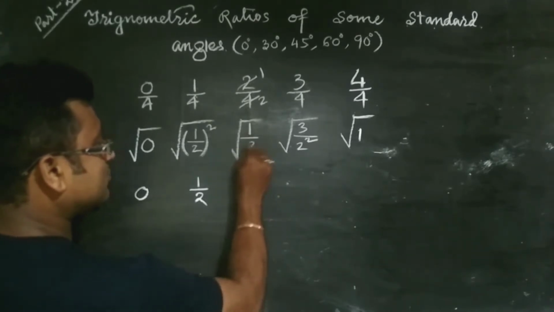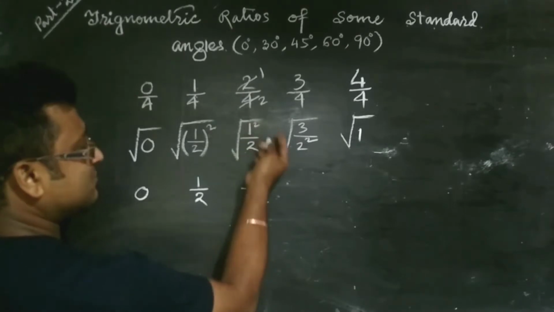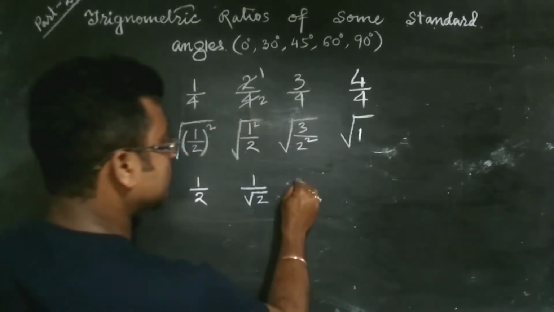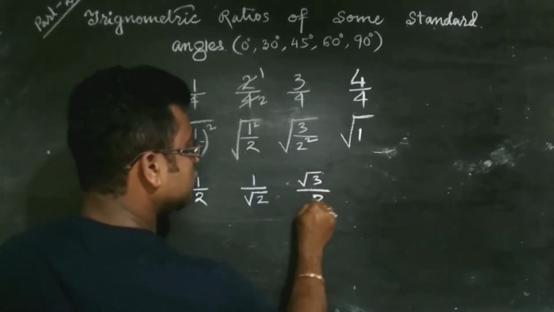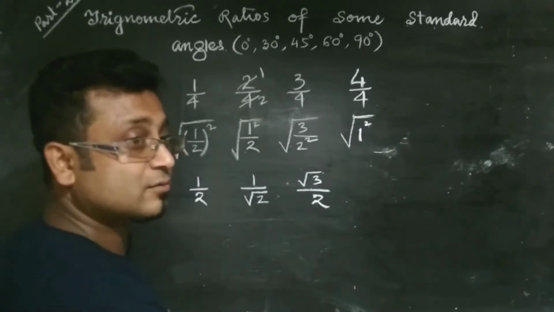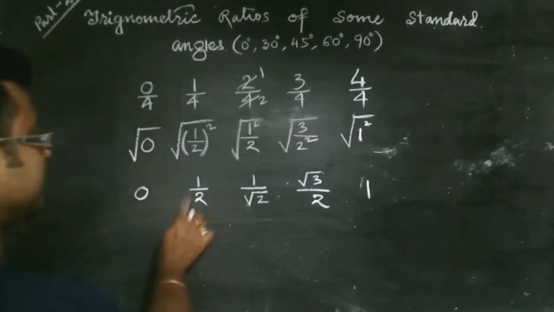Root over 1 by 2: root over 1 is 1, and root over 2... so you are going to get 1 by root 2. Here root over 3 by 2, and root over 1, because I can consider 1 as 1 square. 1 square is what? 1. So root over 1 is 1. So I got 5 values.